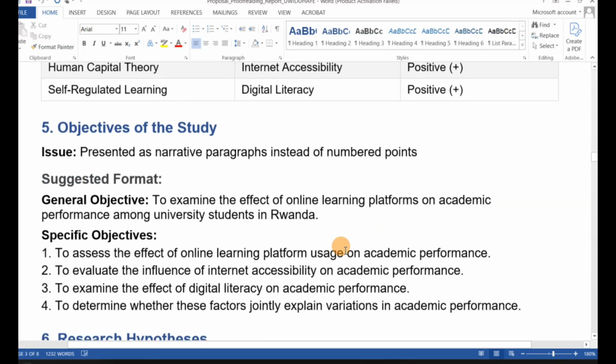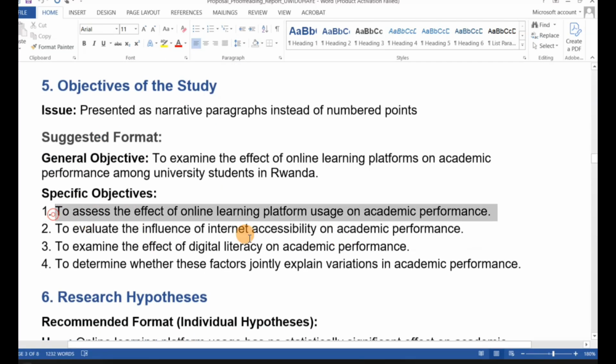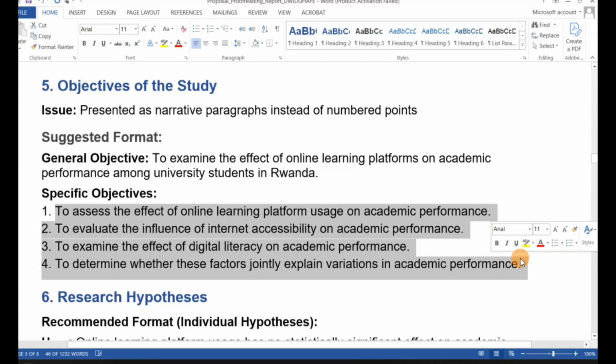Please read these four objectives and then tell me the two that she can use. The first one is to assess the effect of e-learning platform usage on academic performance. The second is to evaluate the influence. First and the last. So your colleague is saying the first and the fourth.